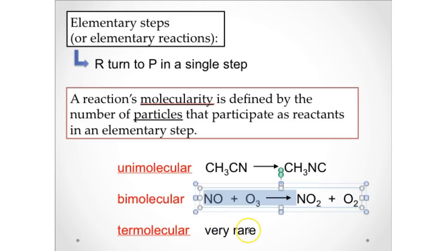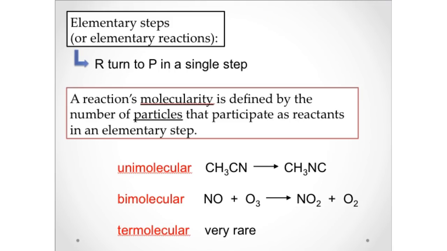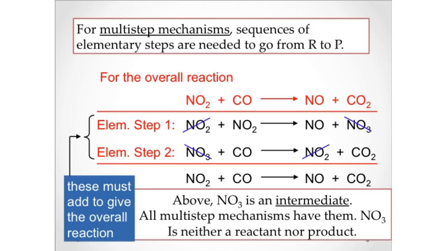Termolecular is very rare. We don't talk about them because it's extremely rare. We normally don't see three reactants banging into each other and resulting in a chemical reaction. It's very rare that three substances are going to collide in a very specific fashion to produce very specific products. So we don't really talk about termolecular reactions or termolecular elementary steps. This doesn't make much sense right now, but it will in a bit.